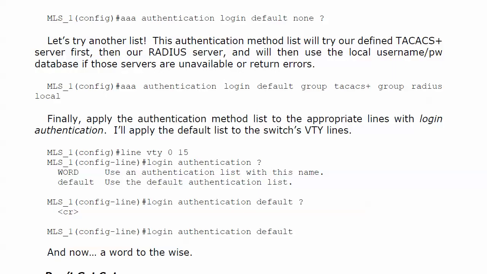Now, what you need to do, finally, I've got an authentication method list here that will go to the TACACS server first, then our RADIUS server, and then would use the local username password database if those servers are unavailable or return errors. And that long-winded command: AAA authentication login default group tacacs+ group radius local. It's really simple. The longer commands tend to intimidate at first. I understand that. But with this one, just follow along from left to right. It's like we're going to try this method, then this method, and then this method. We're going to do another lab with that in a moment.